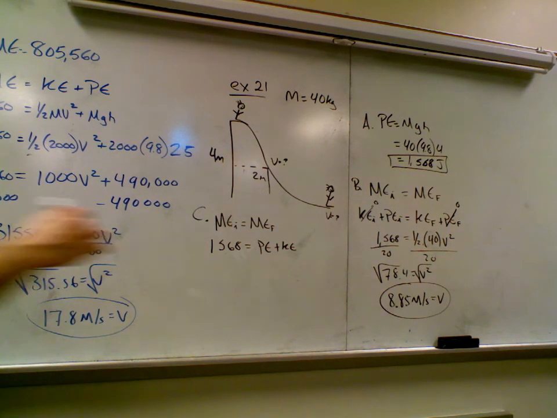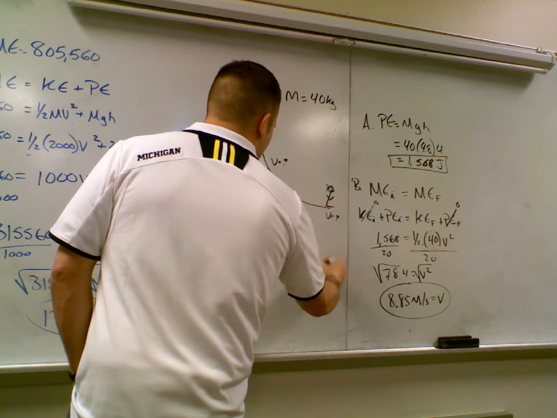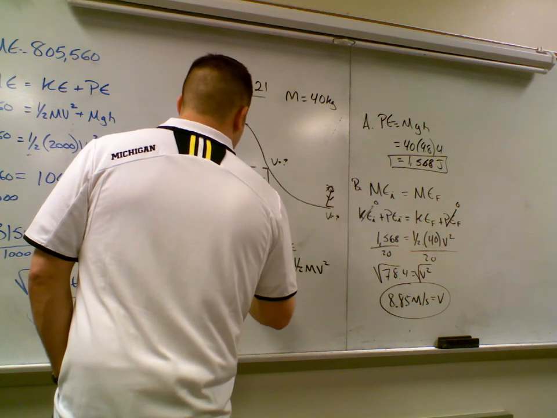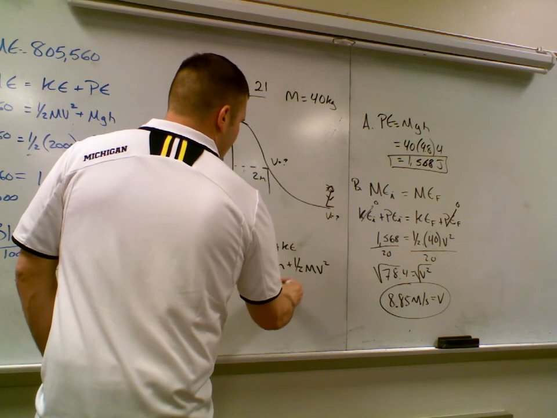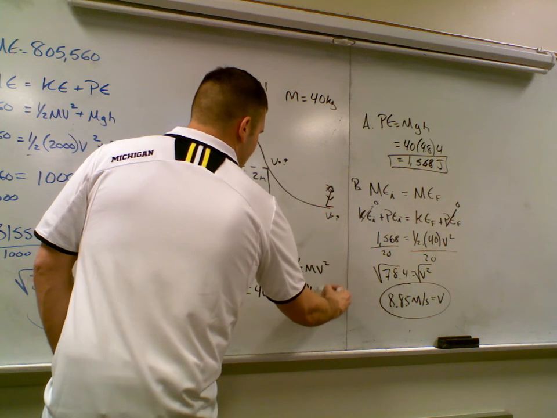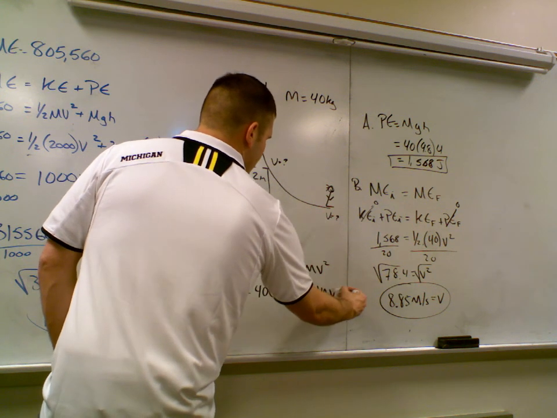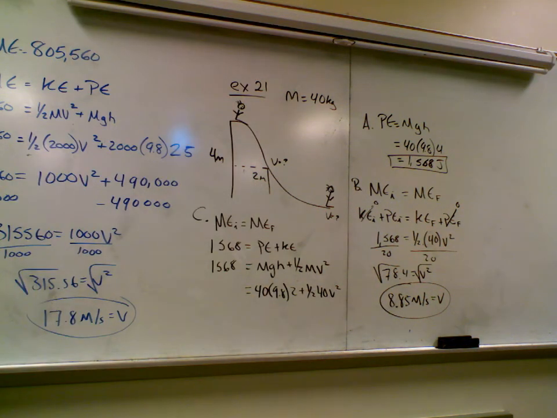Okay. So we need to do mgh plus 1/2 mv squared. Mass is still 40. We're still on the Earth. Height is still 2. And you need to solve for V, right? Can you guys take a few moments and solve that for V for me? 6.3. Take a few moments, not one moment.